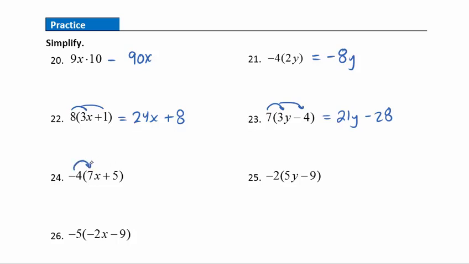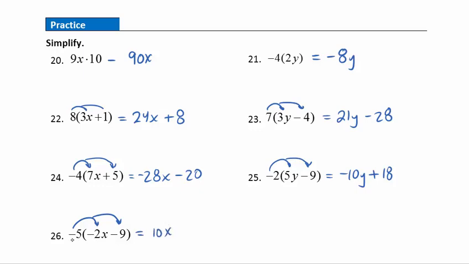24, distributing a negative 4 now. Negative 4 times positive 7x will give me a negative 28x. And then negative 4 times positive 5 will give me a negative or minus 20. 25, I'm distributing now a negative 2. Negative 2 times positive 5y will give me a negative 10y. And then negative 2 times negative 9 is going to give me a positive or plus 18. 26, distributing a negative 5. Negative 5 times negative 2x will give me a positive 10x. Negative 5 times negative 9 will give me a positive 45.